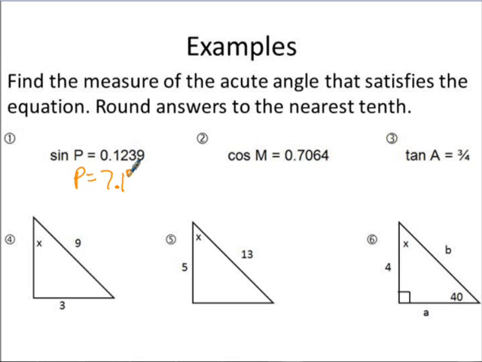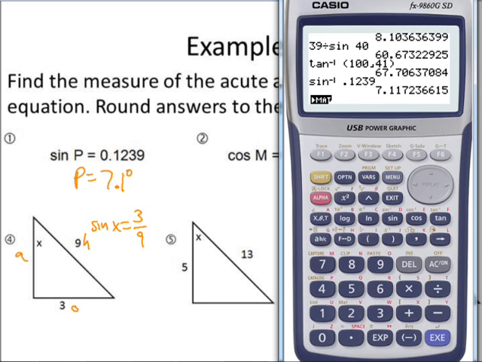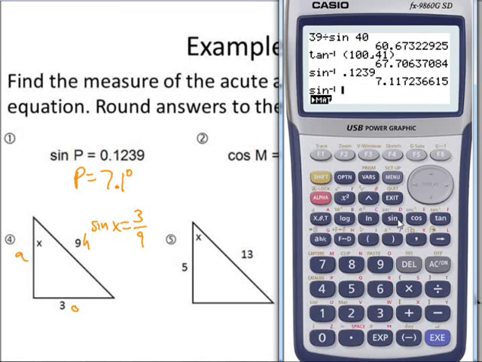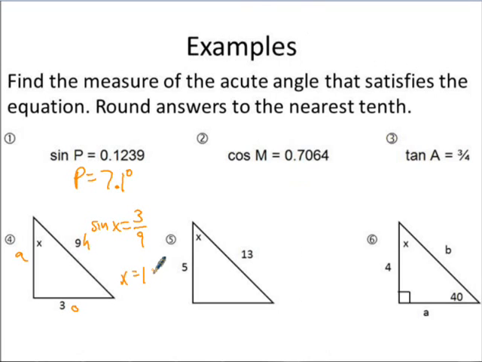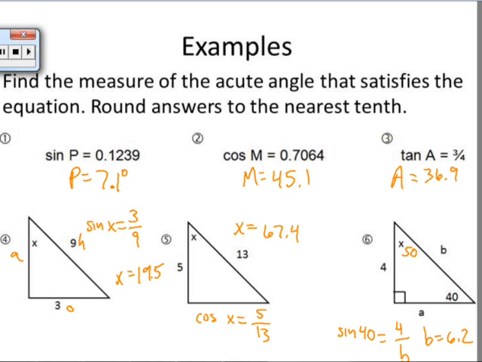I'll do number 4 also, just so we can make sure we're on the same page. This is adjacent, this is opposite, this is hypotenuse. So we have sine of x equals 3/9. So again, in our calculator, shift sine, 3 fraction 9, enter, 19.5. Go ahead and pause the video here. Do 2, 3, 5, and 6 on your own. Ready, go. There's our answers for 2, 3, 5, and 6.